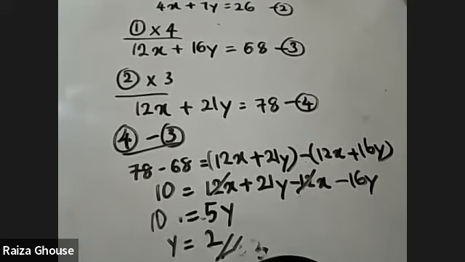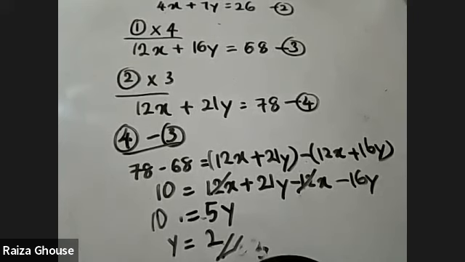Now copy down this and write the other part. The other part you all can write alone. Substituting y equal to 2 in any equation, and you substitute and get the value of x.